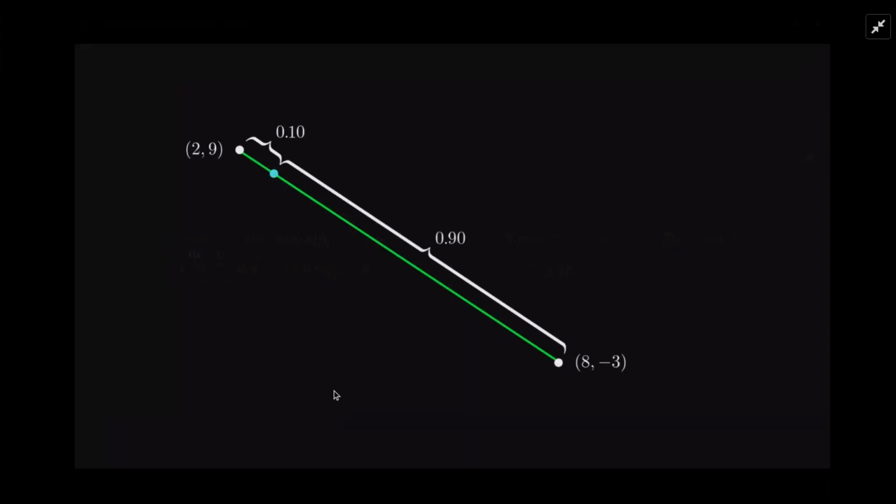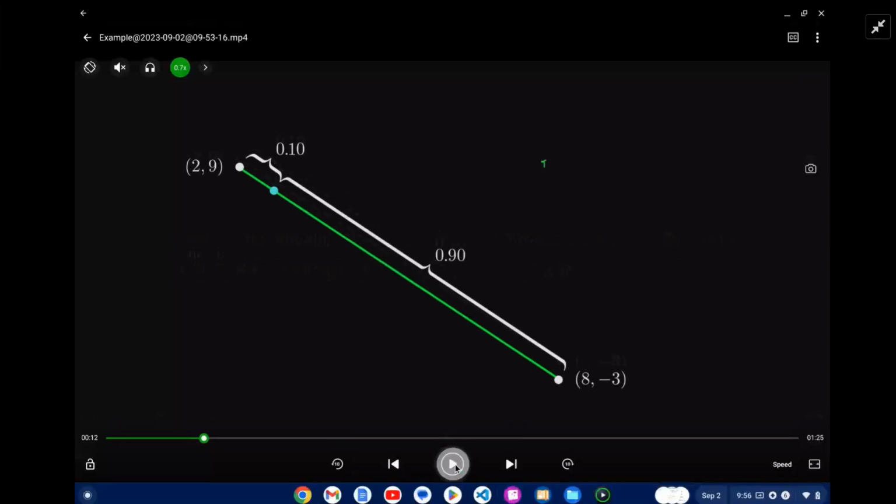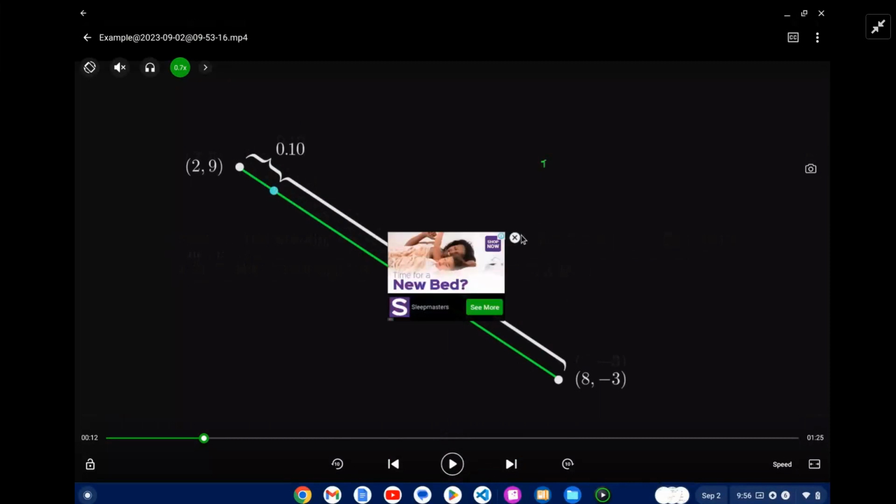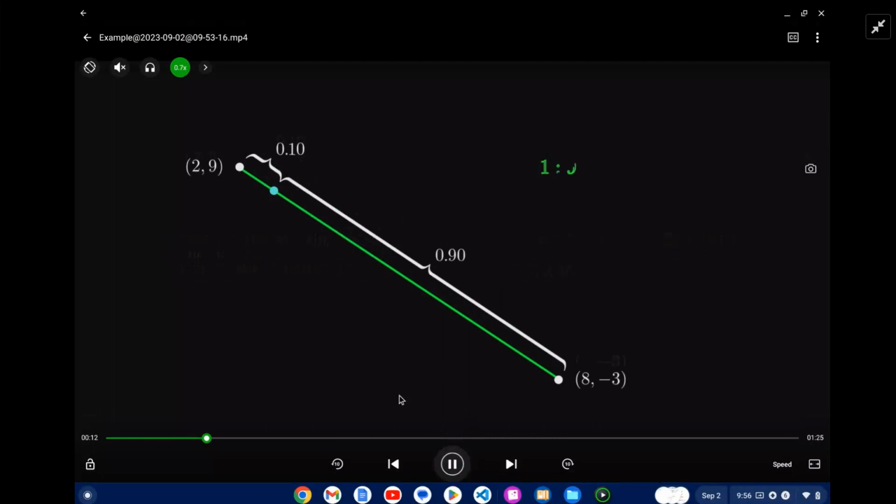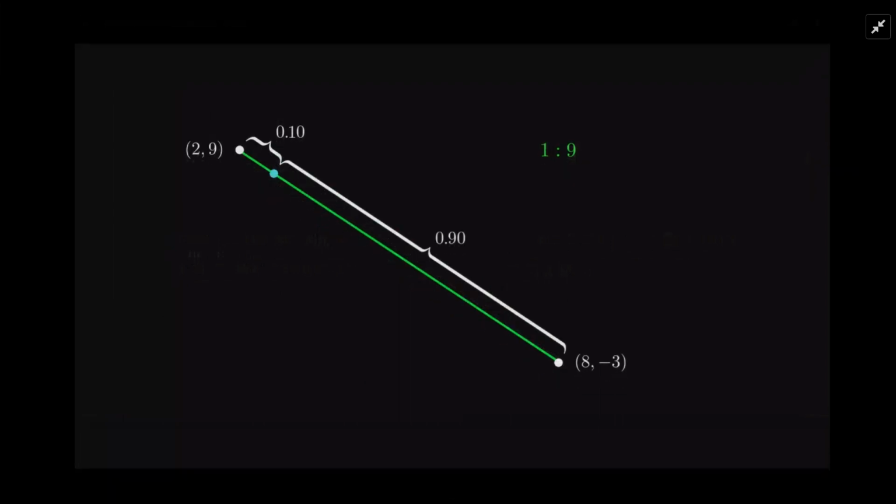All right, now I split this line into proportions, okay? So 10% here, 90% here. All right, and here would be my point. Okay, so let's think about what would be the ratio of this segment to this segment. Well, it's 1 to 9, right? Okay, we're going to go through a few of these just to get the idea.